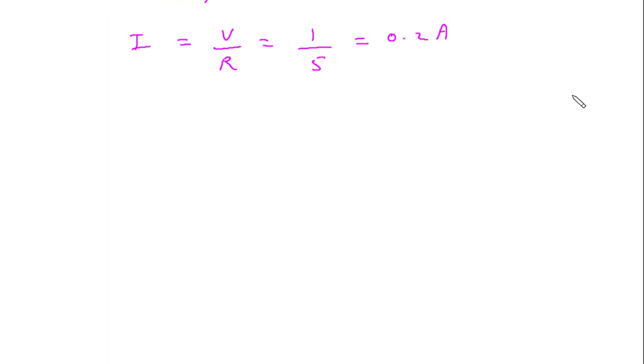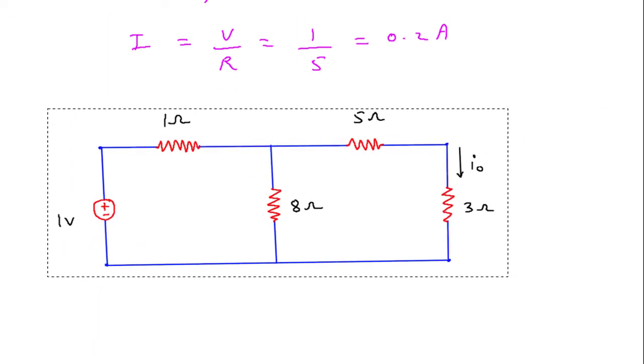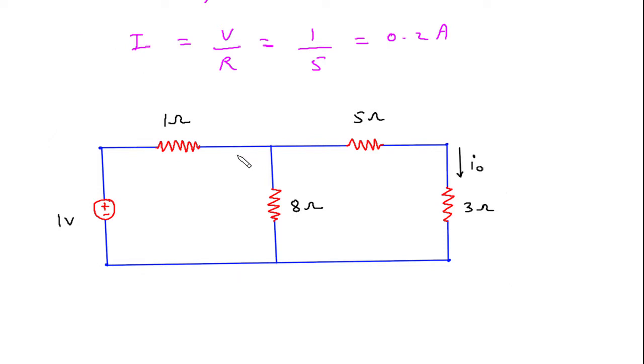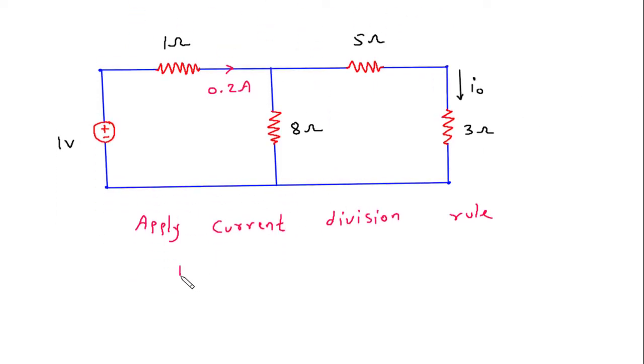Now from this, the value of I is 0.2 ampere. So we have to find this I0. We will apply the current division rule. So I0 is equal to the opposite branch resistance, which is 8 ohm, into this current 0.2, or 0.2 into 8 ohm, by total.